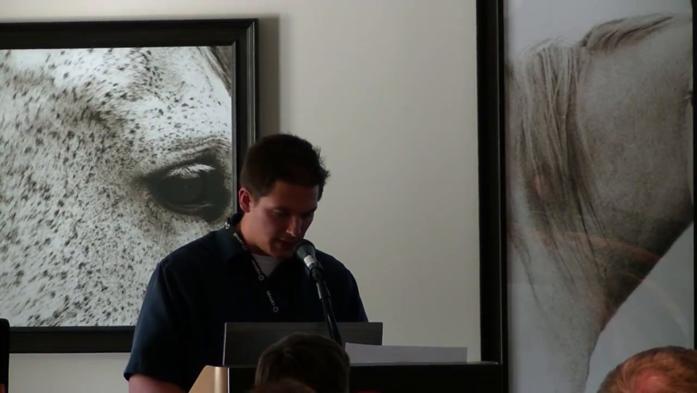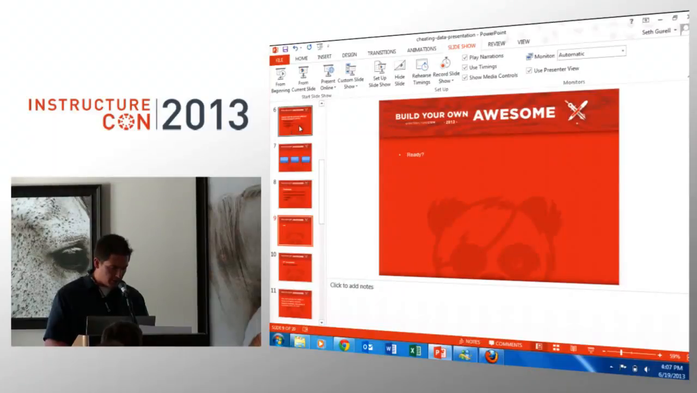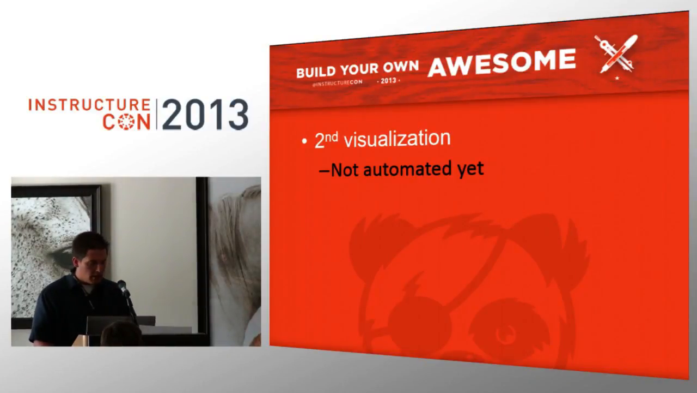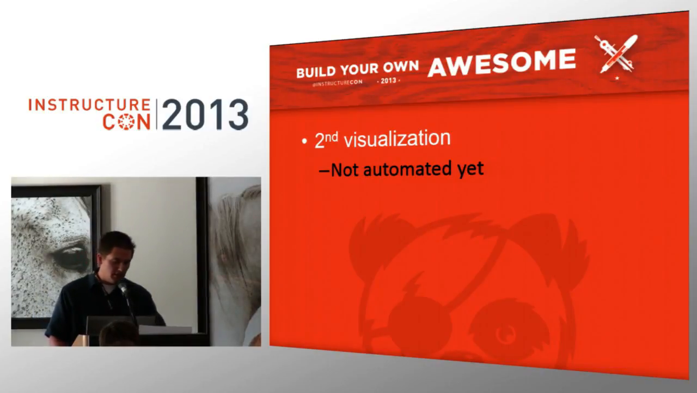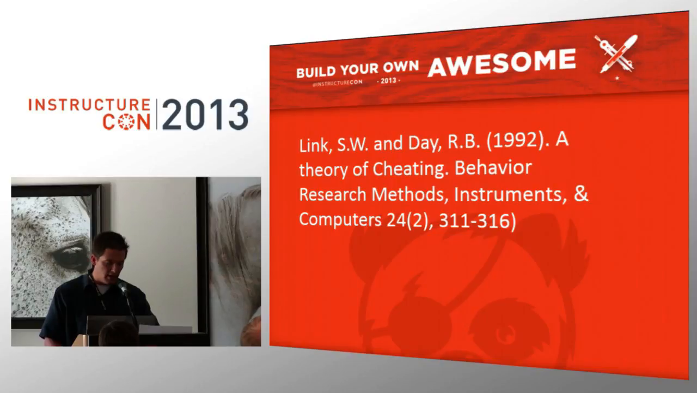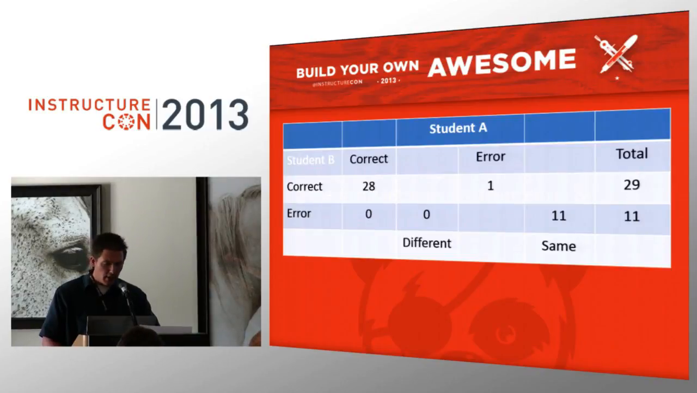So I want to go back to the slides. So we talked a little bit about this. The second visualization I haven't automated yet, but it was based on a paper I came across, this 1992 paper on a theory of cheating. We have two students, student A and student B, both take the same assessment. They get a certain amount right, they get a certain amount wrong.